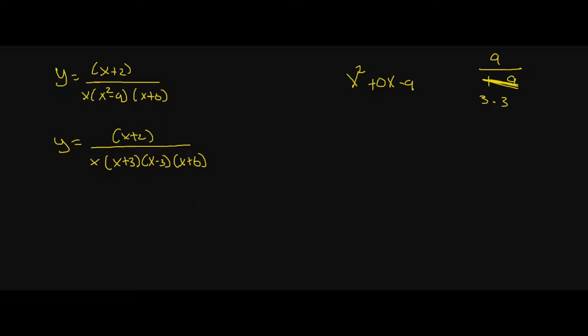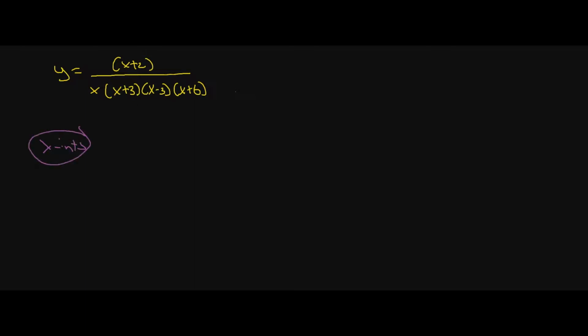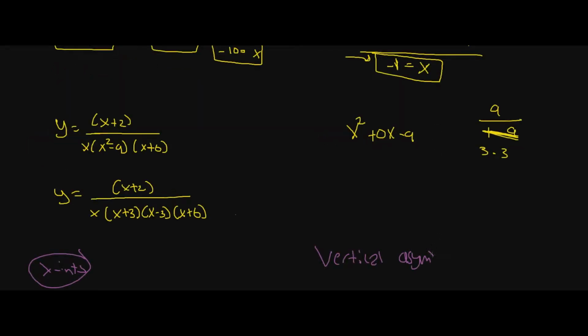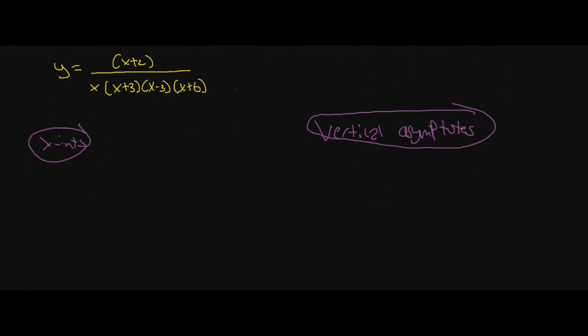All right, now that we have that there, let's go ahead and actually find the vertical asymptotes and x-intercepts of this problem. So let me just go ahead and label it here. We want to find our x-intercepts, and we want to find our vertical asymptotes. Okay. Now that we got that there, let's go ahead and do it.